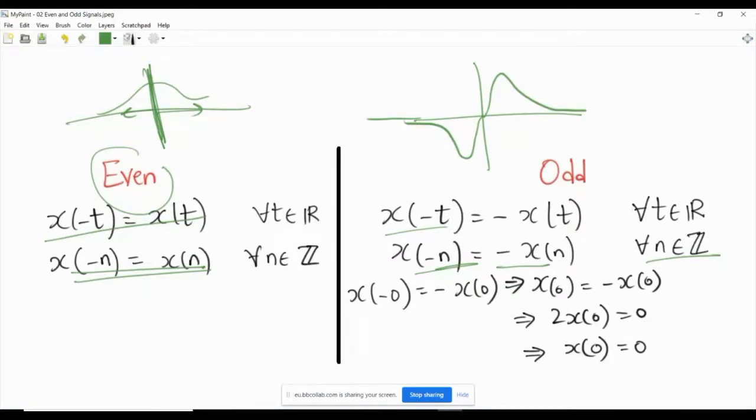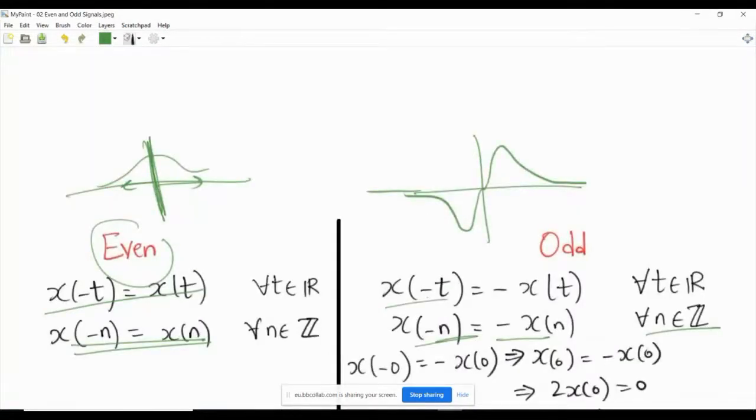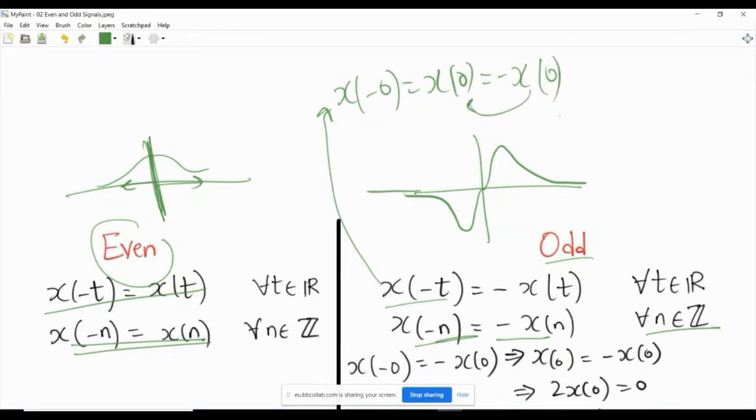For odd signals, it's nice to keep in mind that the value of the signal at 0 should be 0. And how do you see this? Basically, put 0 in either one of these forms, whether we are talking about a continuous time or discrete time signal. So put t equals 0. What is x of minus 0? It is x of 0. Minus 0 is just 0. And according to the definition of an odd signal, this should be minus x of t or n, which is minus x of 0. And so this is an equation: x of 0 is equal to minus x of 0, and so x of 0 is equal to 0.